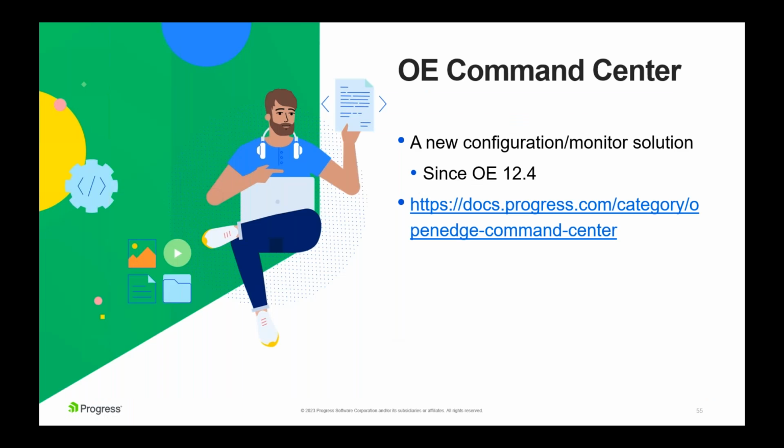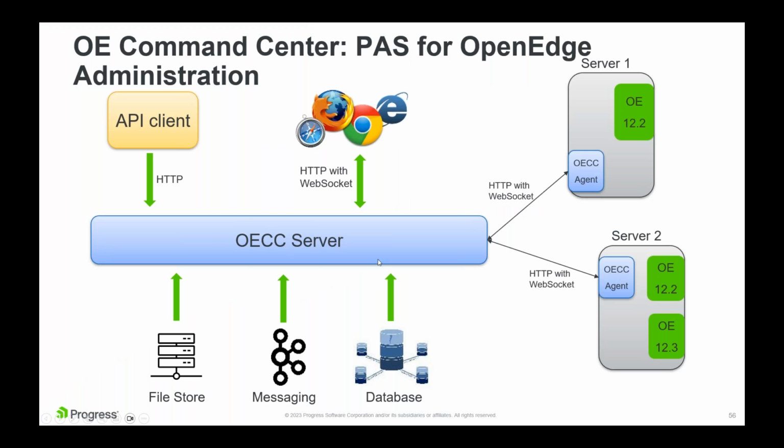You also have a new configuration monitor, since 12.4. You will have a link to get more detail on this. You will have a console, a centralized server, and you have agents able to manage 12.2. The minimum version is 12.2 to configure and deploy a web application on this server. So you manage everything remotely also.